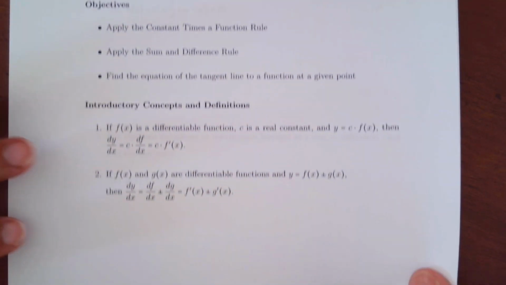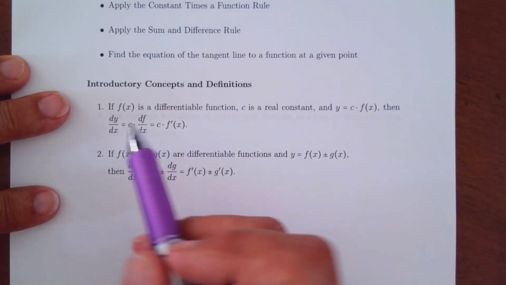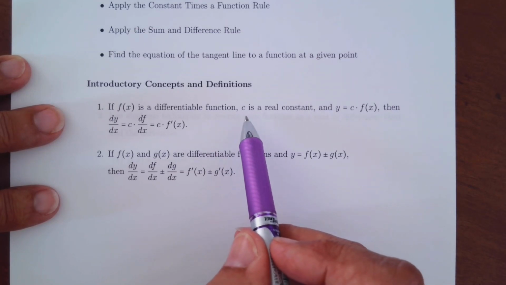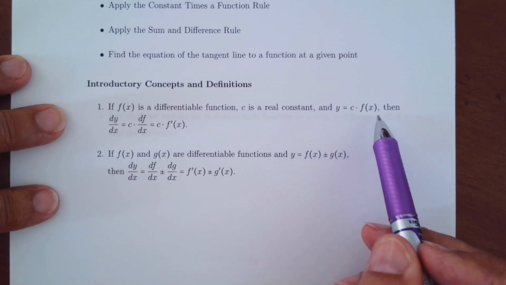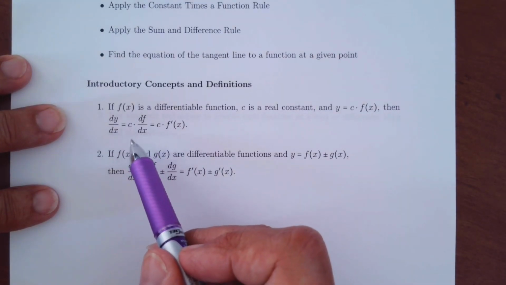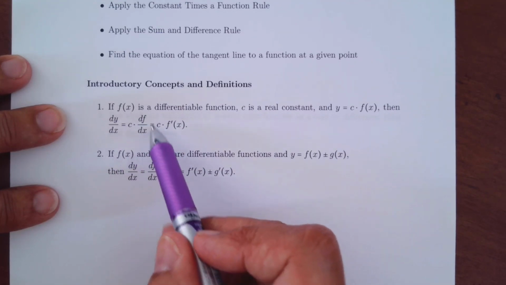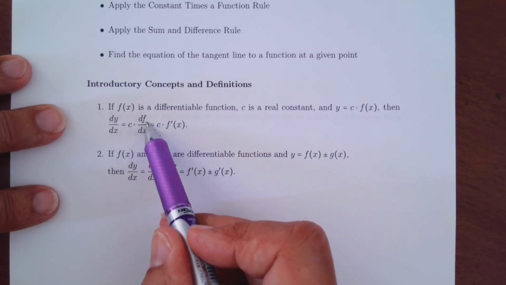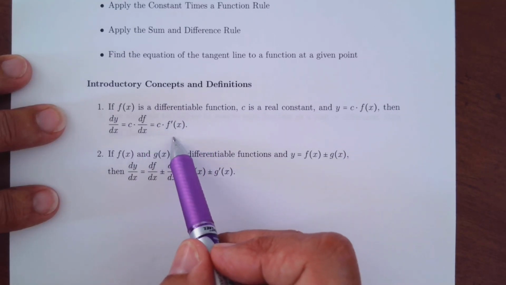All right, so let's look at some new concepts, new definitions for today. Number one says, if f of x is a differentiable function, c is a real constant, and y equals c times f of x, then the derivative is c times the derivative of f. So again, this is derivative notation, df over dx. This is what you're taking the derivative of. So f prime. This is kind of the way I would think about it.